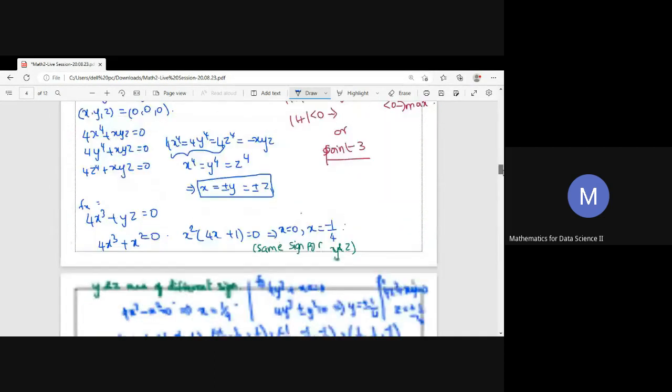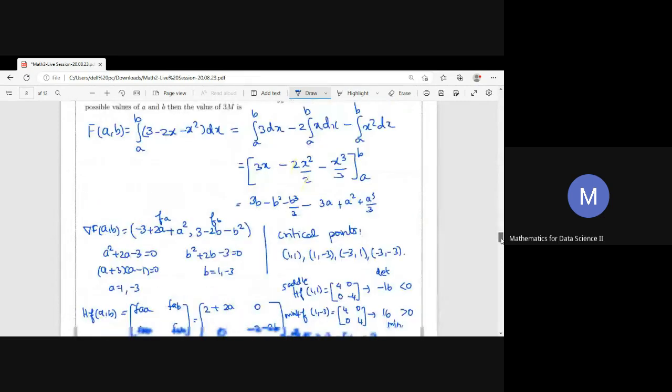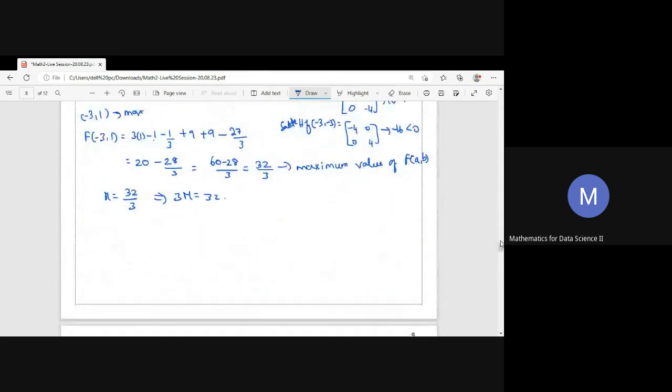Apart from that, was there any other question? Yes, it was about the practice assignment question number 2, week 11. Question number 2. It's about the function x to the power of 4 plus y to the power of 4.